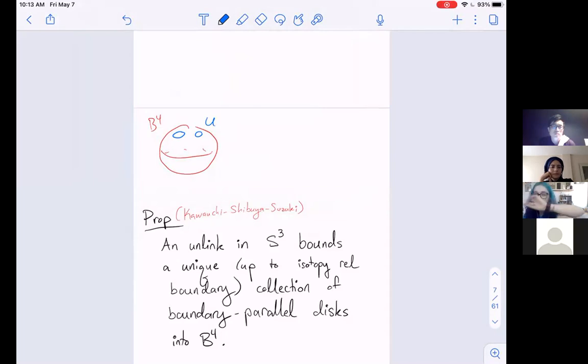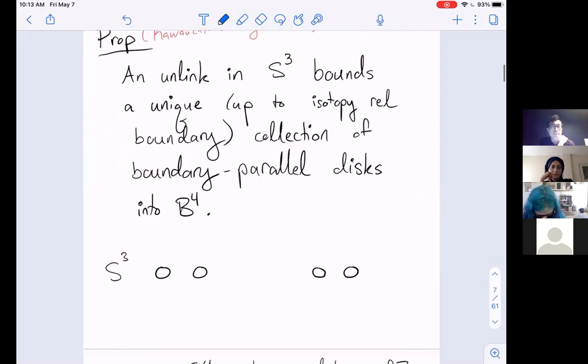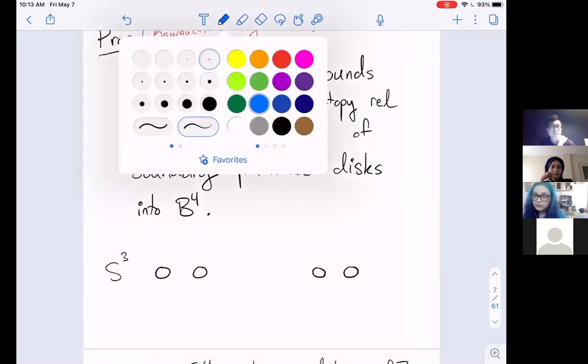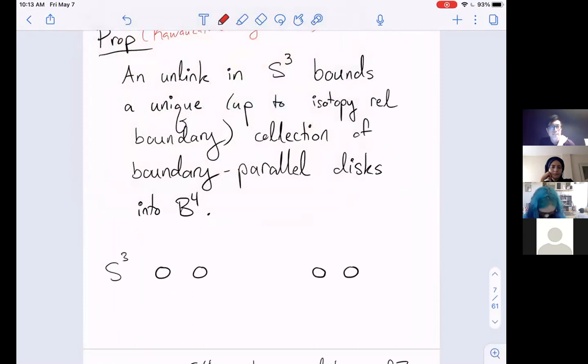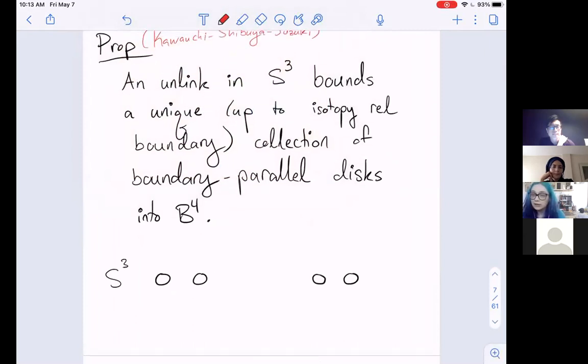So all I have to do is draw the boundary, some unlink, and tell you, okay, now think about the boundary parallel disks it bounds, and that completely determines the surface. So to illustrate what I'm talking about, the boundary of B4 is S3. So here's the boundary, here's an unlink, two pictures of one unlink.